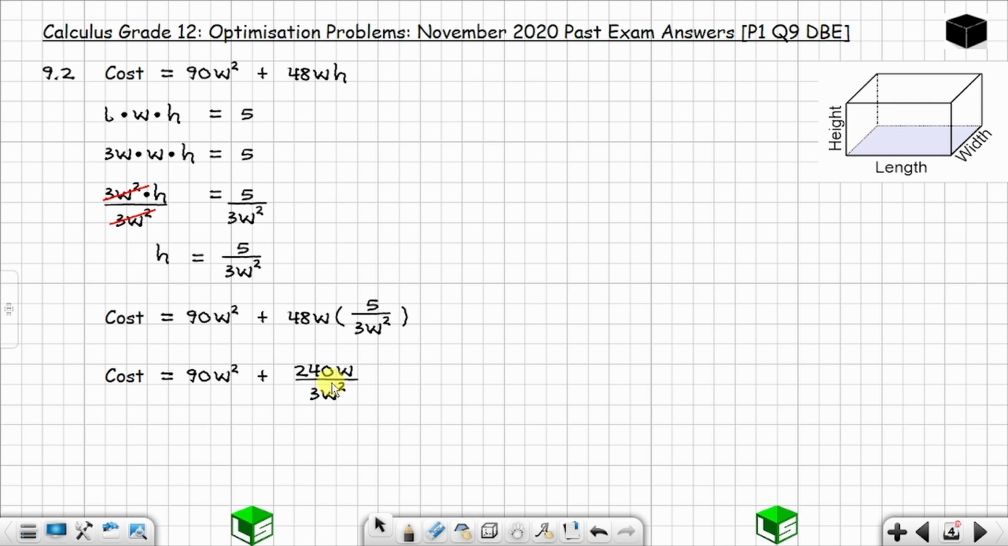And you can carry on to make this simpler. So the cost is equal to 90w squared plus, can you see 240, you divide by 3, this will give you 80. And then you have w over w squared. When the bases are the same, according to the law of exponents, this will be w to the power of 1 minus 2. Remember, there is a power of 1 there. So you subtract your exponents when the bases are the same and this is division. So this is according to the law of exponents. So it will be w to the power of 1 minus 2. This will give you minus 1. I hope you can see that.